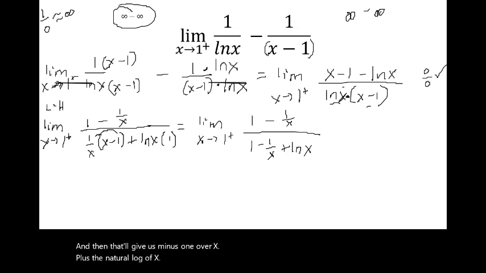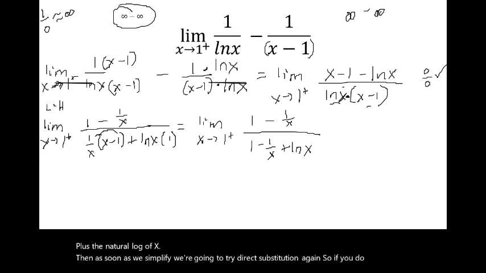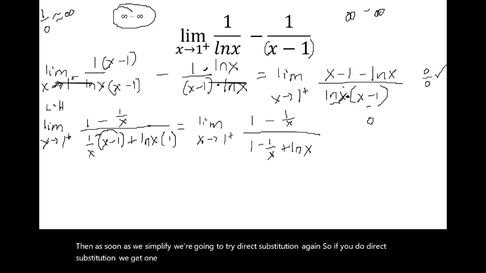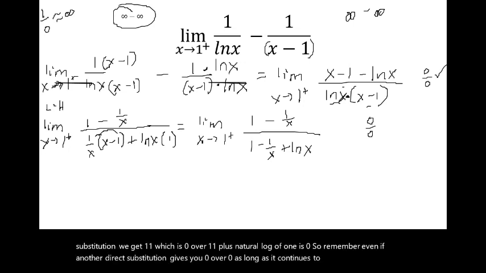Then as soon as we simplify, we're going to try direct substitution again. So if you do direct substitution, we get 1 minus 1, which is 0, over 1 minus 1 plus natural log of 1, which is 0. So remember, even if another direct substitution gives you 0 over 0, as long as it continues to be 0 over 0, we can just simply use L'Hopital's rule again.